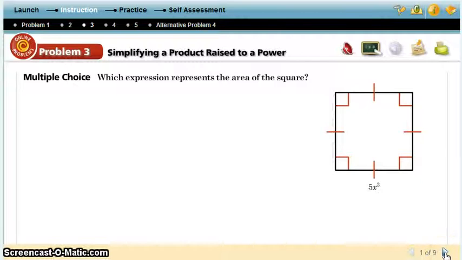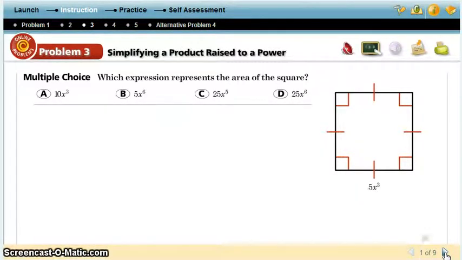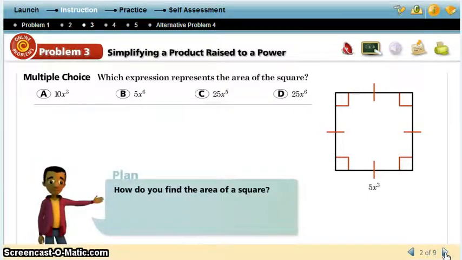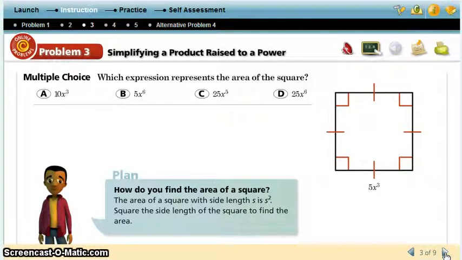In this problem, you will simplify a product raised to a power. Which expression represents the area of the square? Your choices are A, 10 times x cubed, B, 5 times x to the sixth power, C, 25 times x to the fifth power, and D, 25 times x to the sixth power. How do you find the area of the square? The area of a square with side length s is s squared. Square the side length of the square to find the area.